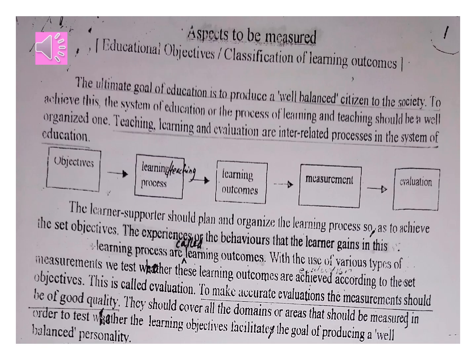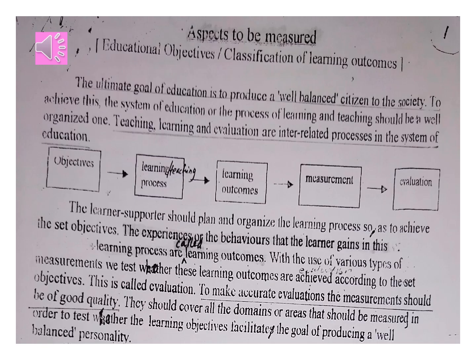With the use of various types of measurements, we test whether these learning outcomes are achieved according to the set objectives. Right, we can give different types of tests, no? Written test, oral test, projects, assignments, field trips. So by using different types of tools, we can get marks, right? Measurements. We test whether these learning outcomes are achieved.